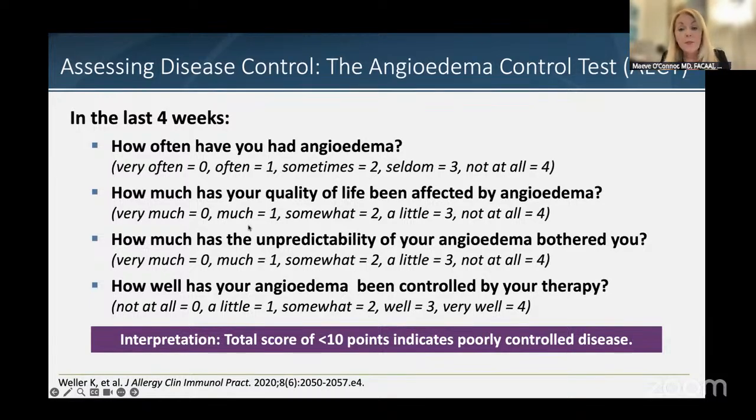And so you can see that this is used to gauge the frequency, impact, emotional burden, as well as the perceived treatment effectiveness and burden among patients. And you can see the scoring there, and a score below 10 would indicate poorly controlled disease and should really prompt a reevaluation of the current management plan.